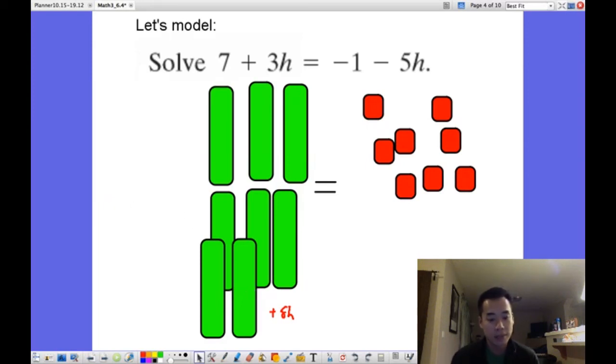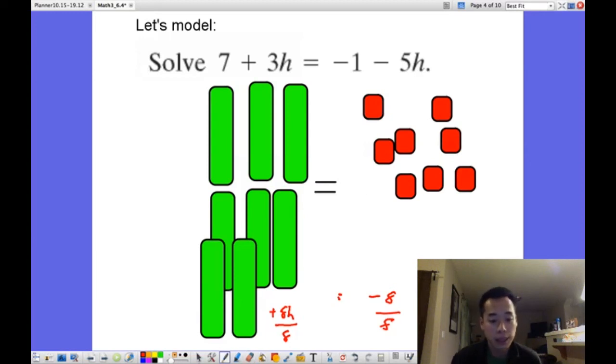So all I have left is, let's write our expression. I have positive 8h is equal to negative 8. And now we just solve for h. And in order to do that, divide both sides by positive 8. And I get h is equal to, I know that a negative divided by a positive is negative 1.